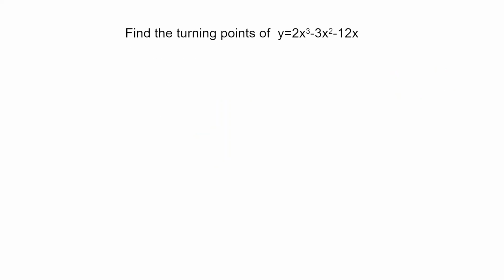We've been asked to find the turning point of this equation here. So first thing we're going to do is find dy by dx. So we're going to differentiate this. We are going to multiply by the power. So we're going to multiply this 2 by this 3 here, equals 6. And we're going to decrease the power by 1. So we've got a power of 3, we're going to decrease it and make it 2.